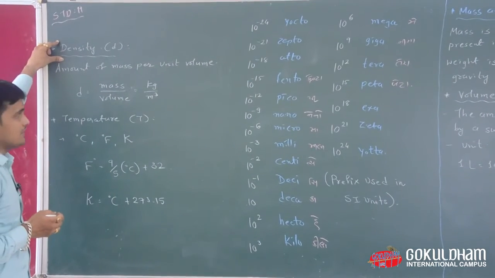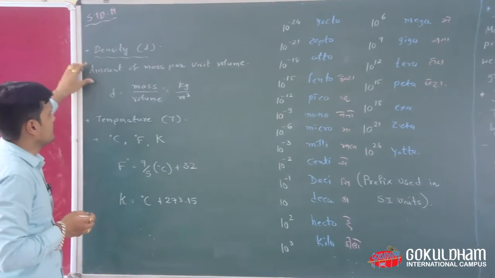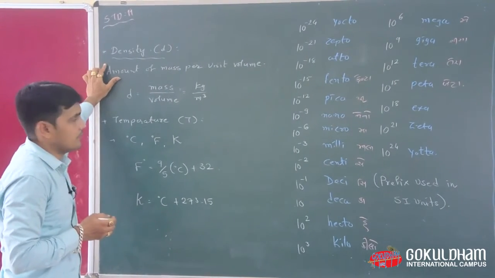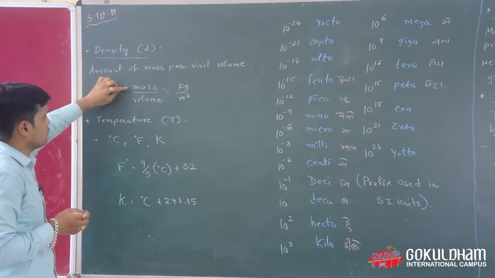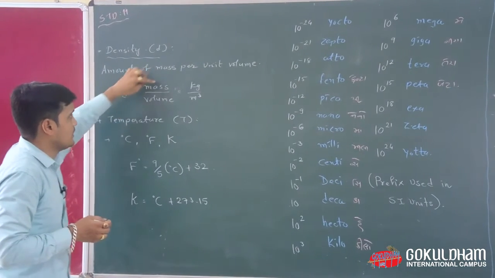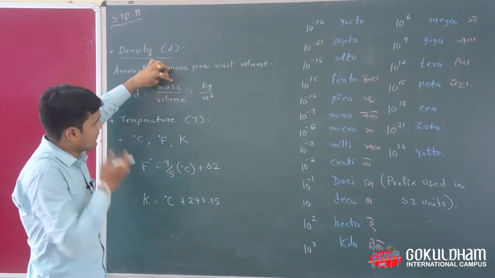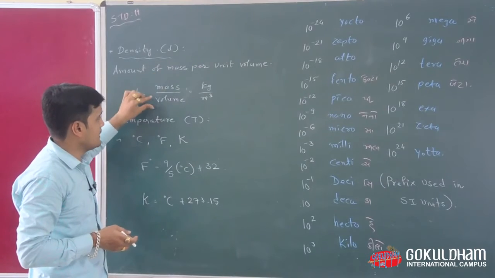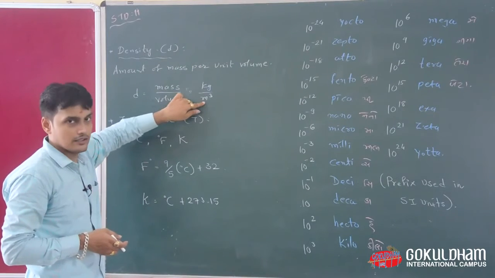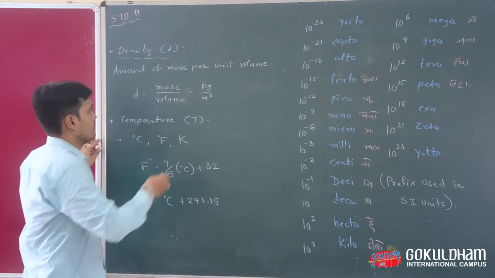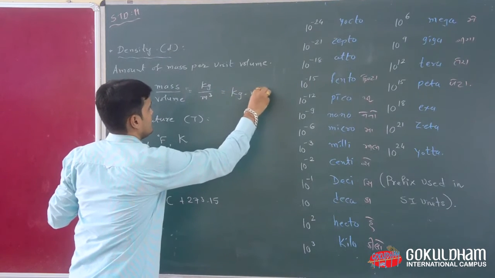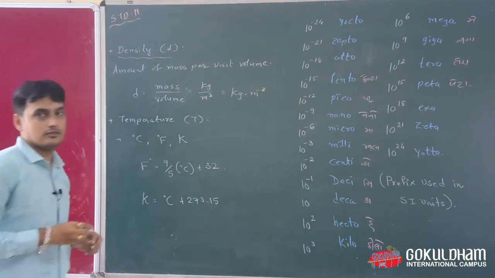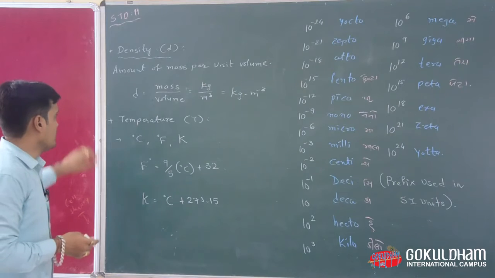After volume, there is density. Density is defined as amount of mass per unit volume. So the equation of density is mass by volume. The SI unit for mass is kilogram and the unit of volume is meter cube. So the density unit is kg m raised to minus 3.